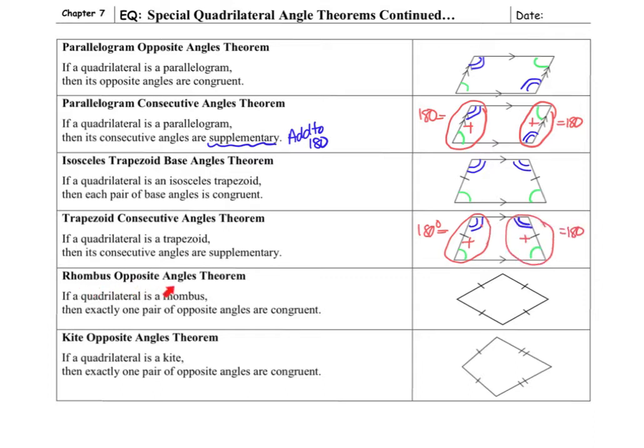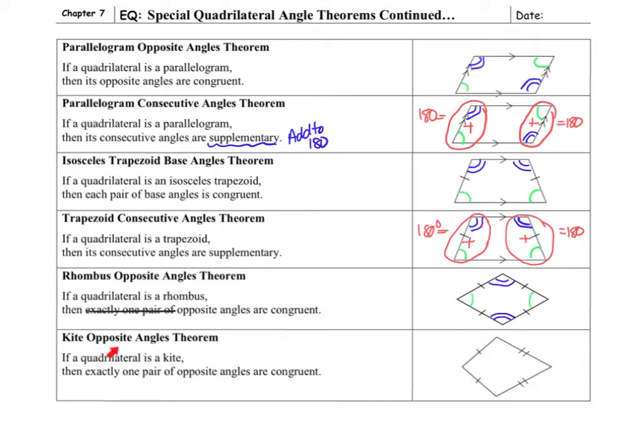For the rhombus opposite angles theorem, if a quadrilateral is a rhombus, then the opposite angles are congruent. So it's actually not one pair. It's actually just the opposite angles are congruent. We know this to be true because a rhombus is a parallelogram and the opposite angles of a parallelogram are congruent. So because a rhombus is a parallelogram, the same would be true. So the opposite angles in this rhombus would be one up top and the angle opposite that on bottom. And then we have opposite angles right here on the left and right here on the right.